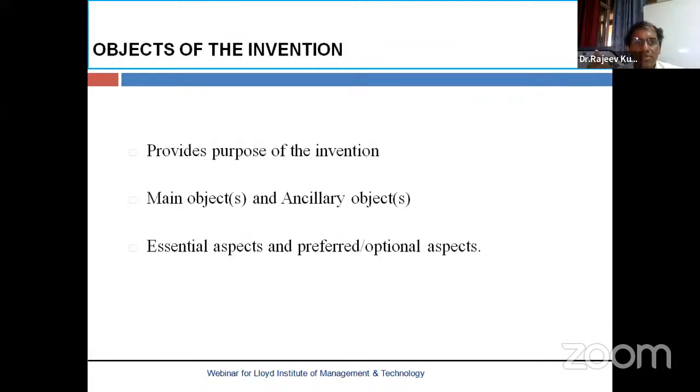Then comes objects of the invention. So it will go like it will say that one of the objects of the invention disclosure is to provide an antiviral drug for the treatment of cancer. Then you can also have ancillary objects, like another objective of the invention is to have an economically and technically superior drug against the virus. So on, you keep on adding other ancillary objectives to your main objective.